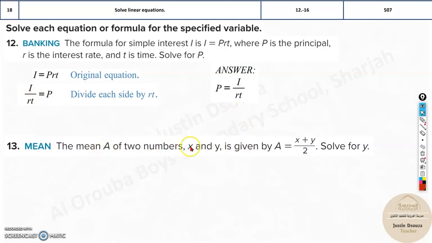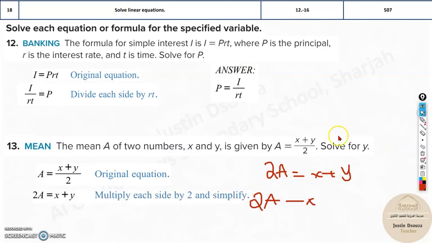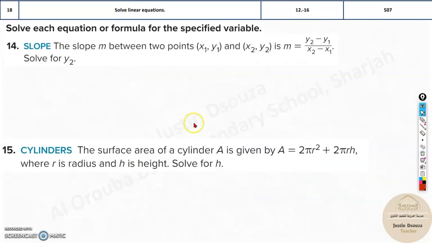Now here A is the mean. The mean A of two numbers x and y is given by this. Mean means average over here. So what is y? Take 2 to the other side. It will become 2a equals x plus y. You need to solve for y. Take x to the other side. 2a minus x. That's it. That is the answer. So 2a minus x is equal to y.